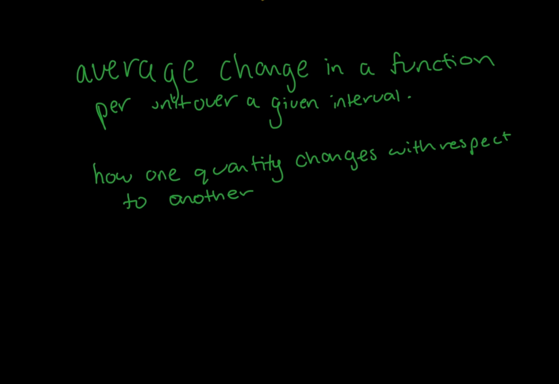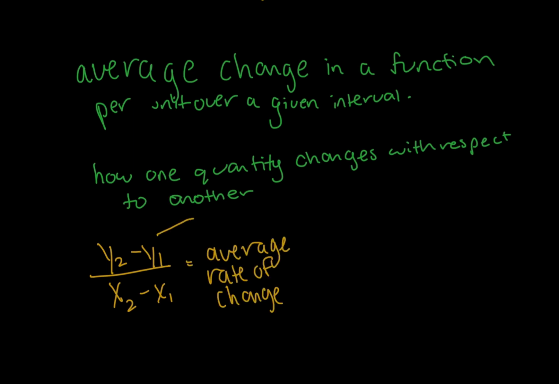So now, if you're looking to solve for average rate of change, you need a formula, which is y2 minus y1 over x2 minus x1. And that's going to equal your average rate of change. These y's and x's just represent our x and y coordinates.